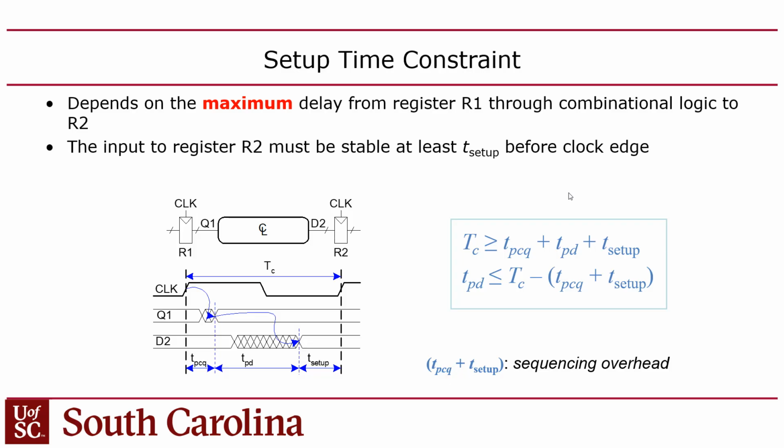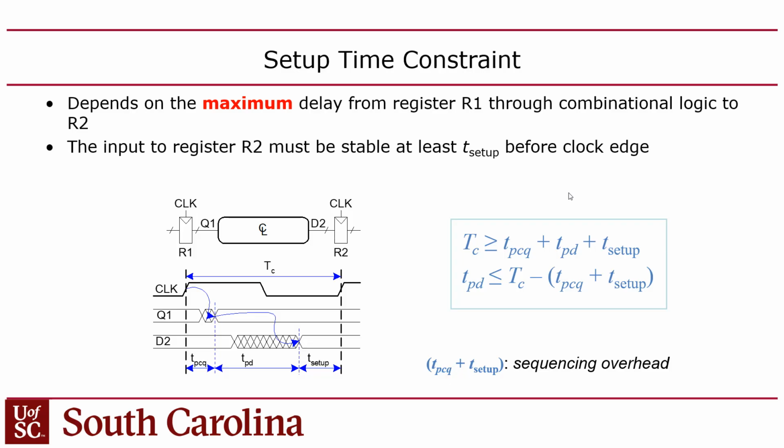Okay. So generally, they're going to rearrange this inequality. They're going to put the propagation delay, which is the term you can control, isolated on one side of the inequality, right? Because we can control this. And we'll take all the things that we can't control and move them to the other side of the inequality. So these inequalities are the same.